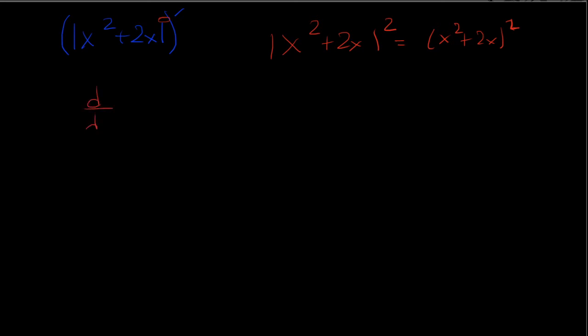Recall that the derivative of the absolute value of x is x over the absolute value of x. In this case, we're going to replace x with whatever's inside. And the chain rule says take the derivative of the inside, so x squared plus 2x.